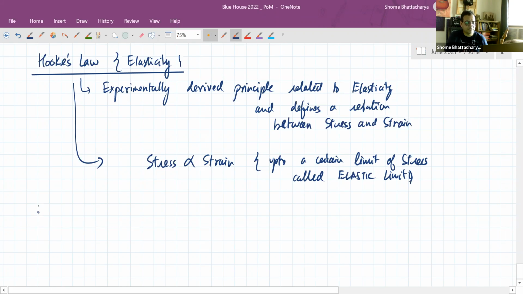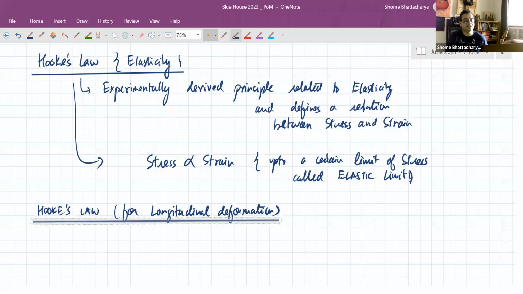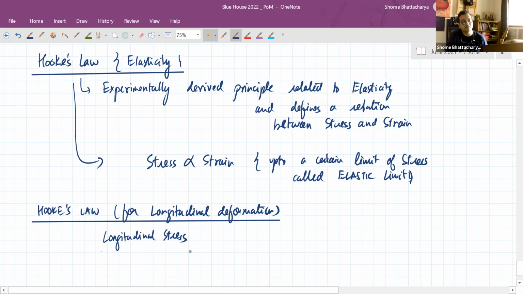are proportional. So now, specifically speaking, Hooke's law for longitudinal deformation is that stress and strain are proportional to each other, but which stress and which strain? Longitudinal stress. The longitudinal stress, its ratio with respect to longitudinal strain is a constant called the Young's modulus of elasticity.